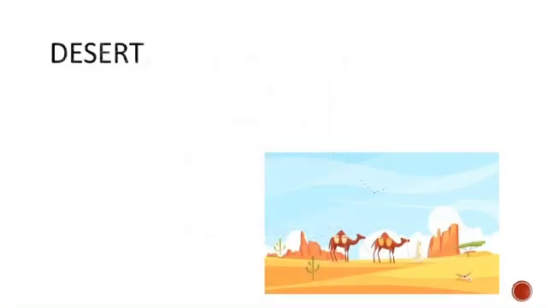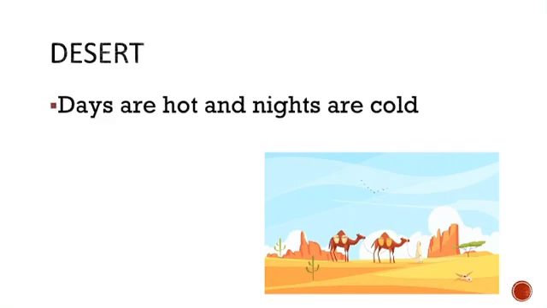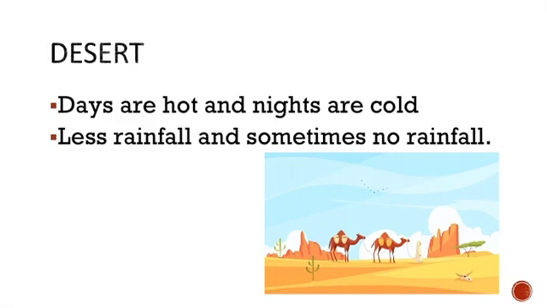When you think of a desert, some of the key features are that days are very hot and nights are very cold. These adverse climatic conditions during the day and night make it difficult for most organisms to live in the desert. There is less rainfall, and sometimes there is no rainfall for a long period of time.